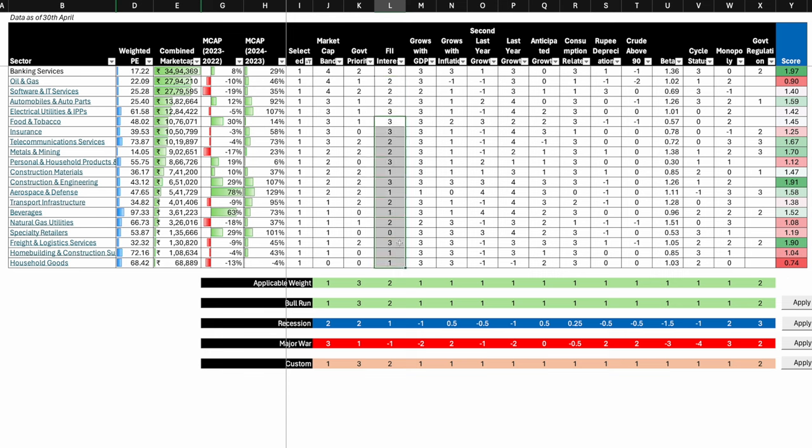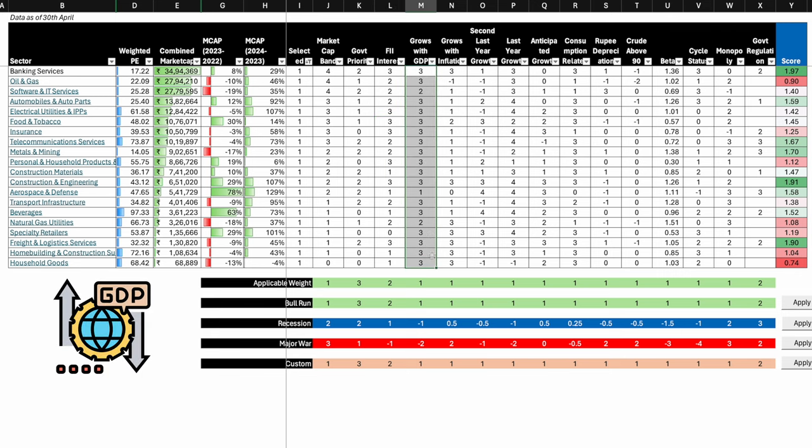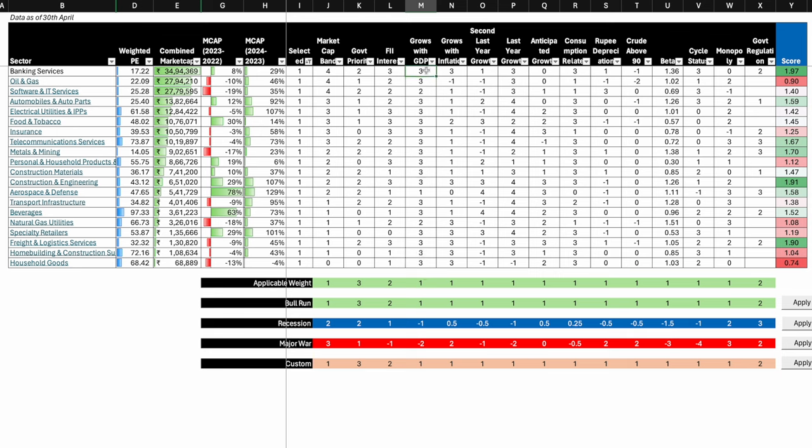Most of the ratings which I have put here are based upon actual FII data for the key stocks in that sector. Grows with GDP. If the GDP for India, say, increases 20%, will that sector increase? For example, banking, definitely yes. It is directly proportional to GDP size because all the transactions of that GDP size go through banks only.